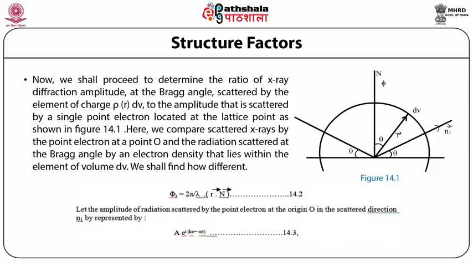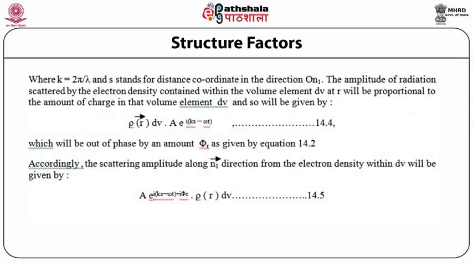Phi(r) is equal to 2 pi by lambda dot r dot n, given as equation 14.2. Let the amplitude of radiation scattered by the point electron at the origin O in the scattered direction N1 be represented by capital A exponential of i into (Ks minus omega t), which is given as equation 14.3, where K is equal to 2 pi by lambda and S stands for the distance coordinate in the direction ON1.